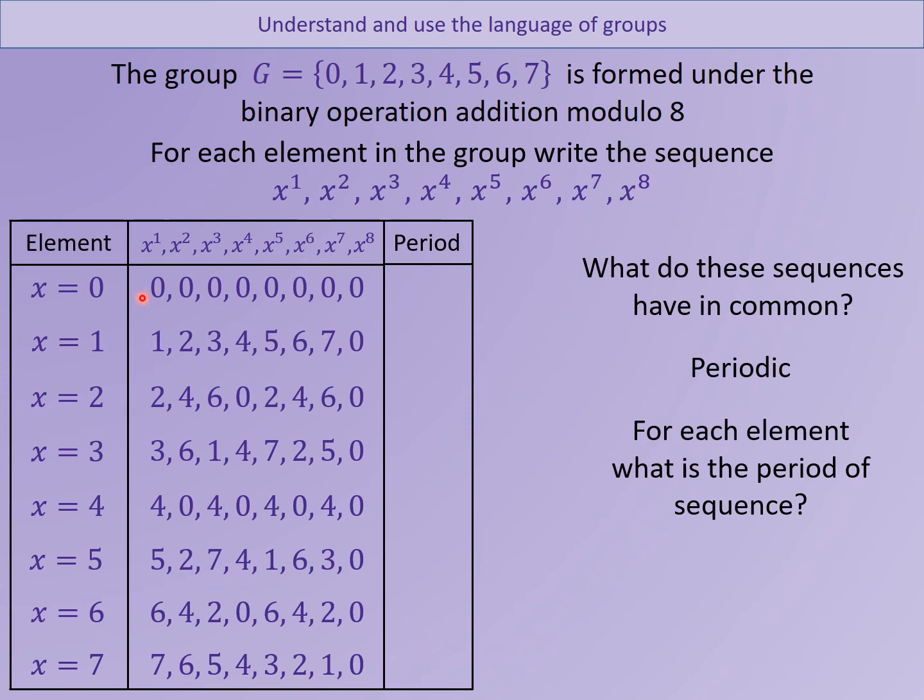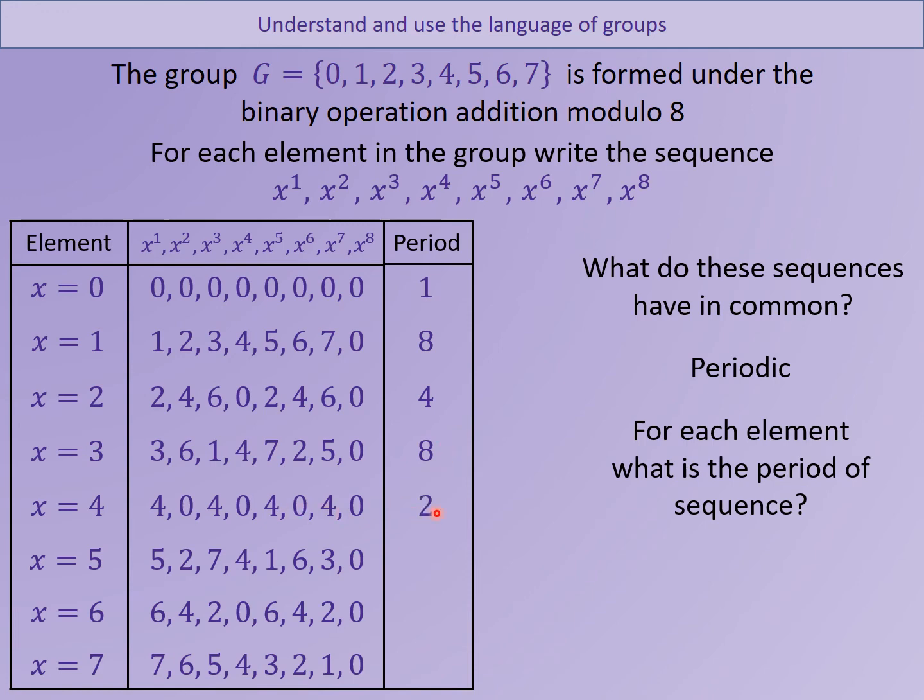So the first one repeats straight away, doesn't it? So that period is literally just 1. Within one number, you're back to where you started. This one, though, doesn't get back to where it starts until the 8th number. So that's a period 8. This one, 2, 4, 6, the 4th number along is where it repeats itself. So it's period 4.